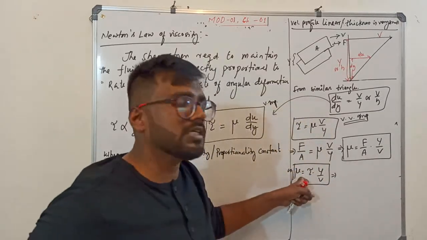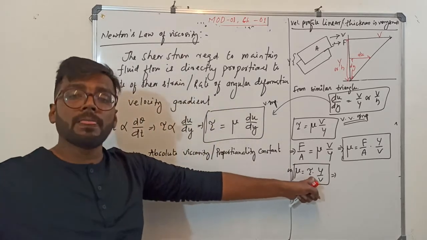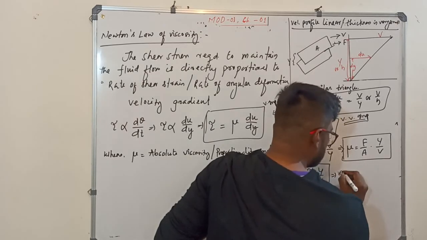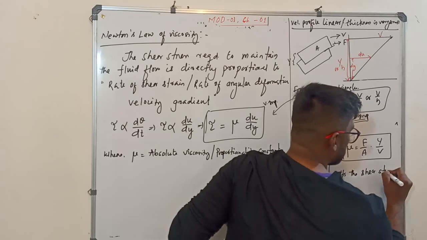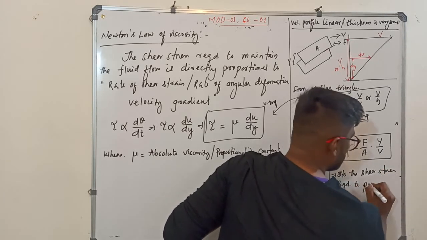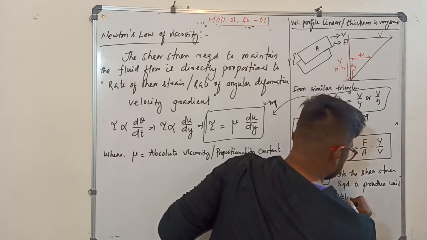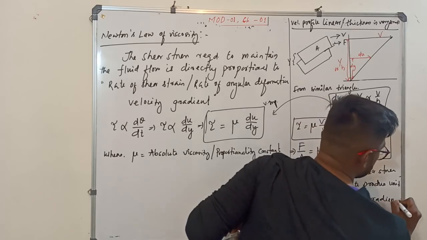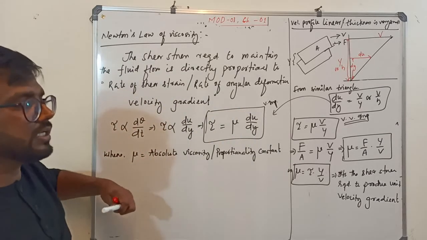What is viscosity? What's the definition of viscosity? It is the shear stress required. So viscosity may be defined as the shear stress required to produce unit velocity gradient.